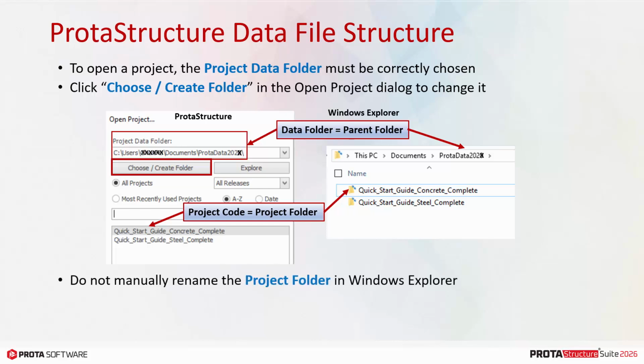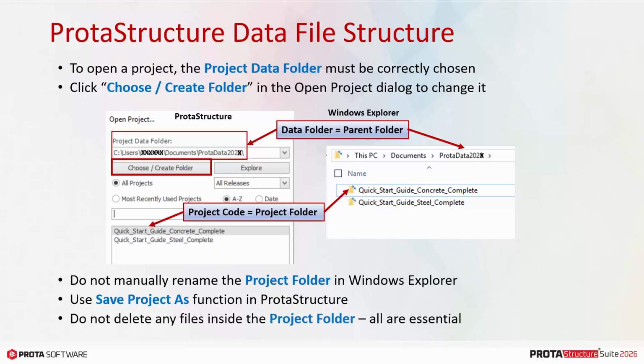Do not manually rename the project folder in Windows Explorer. Otherwise, you will not be able to open it, as it will disappear from the Open Project dialog. If you wish to rename the project, please use the Save Project As function in ProtaStructure. Further, do not delete any files inside the project folder. All files are essential to the model.